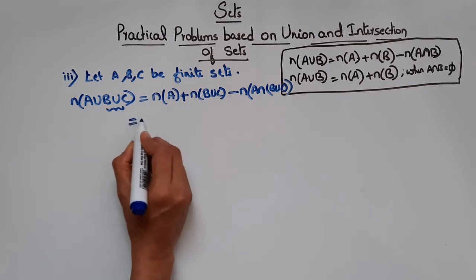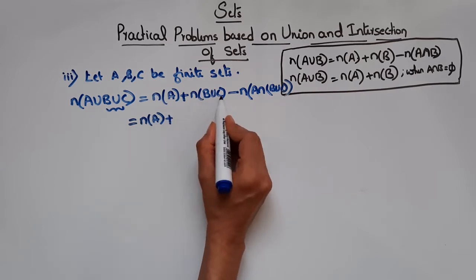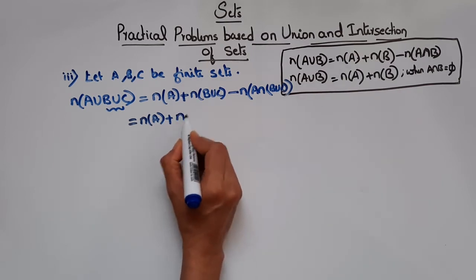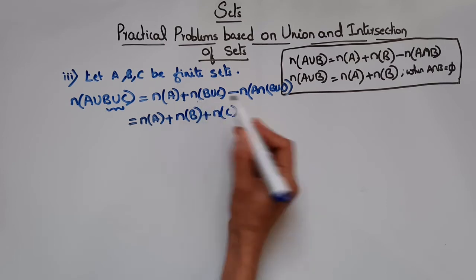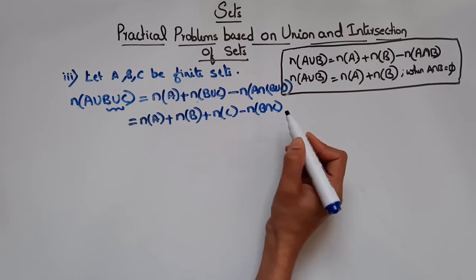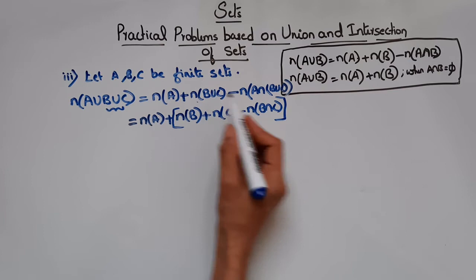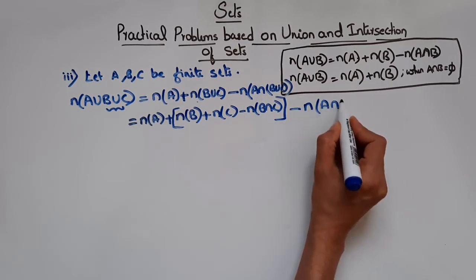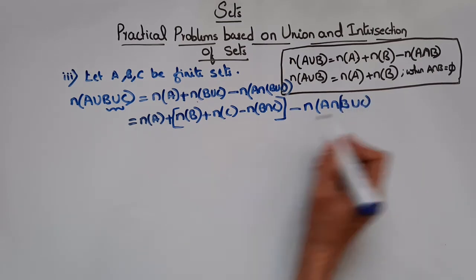Now your equation will be n of A plus, again you have n of B union C. It's in the form A union B. So you will put the same formula. So your equation will be n of B plus n of C for this, minus n of B intersection C, right? So from here to here, this is the formula for n of B union C, and we are left with n of A intersection B union C. Now let's open this bracket.